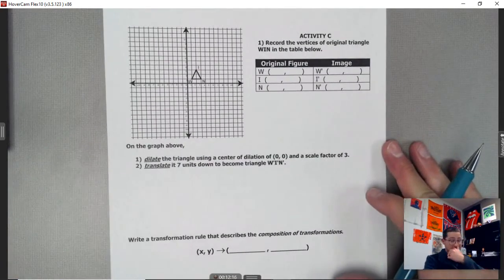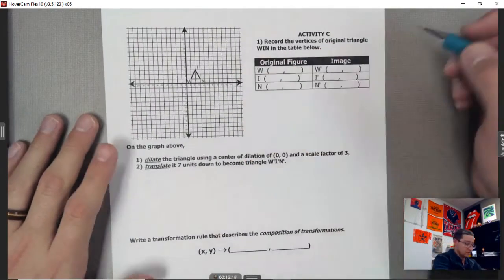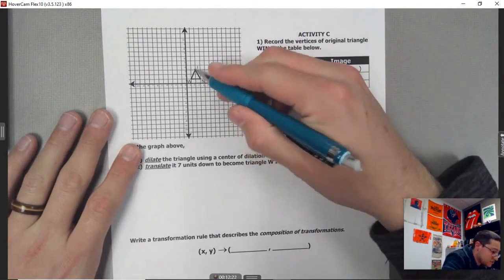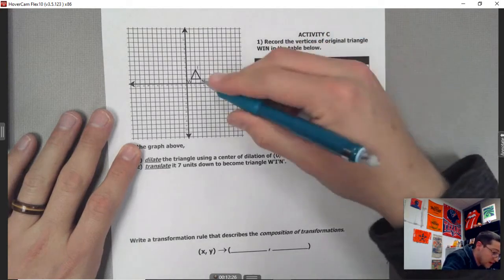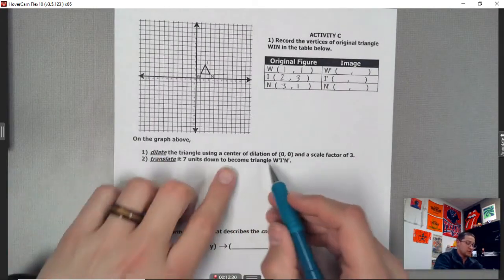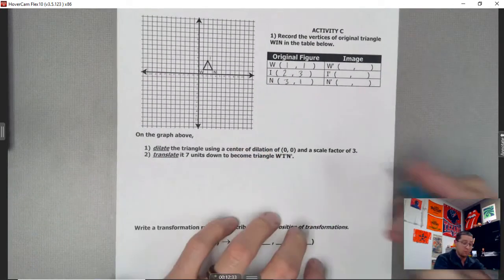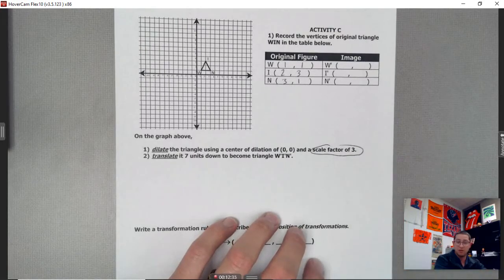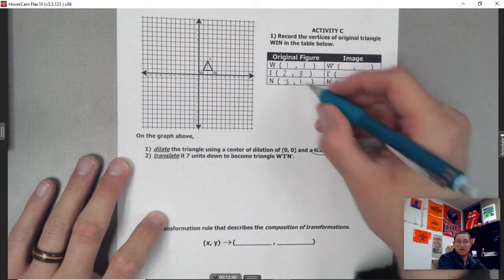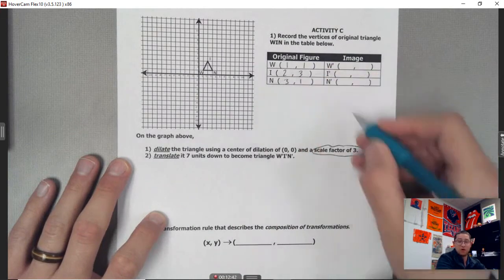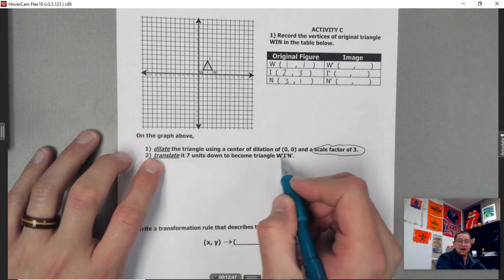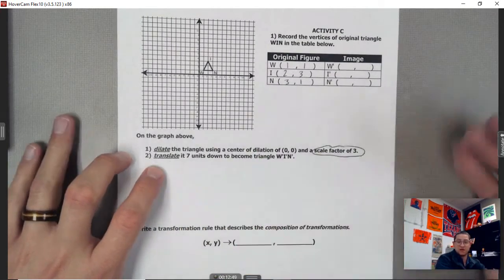This one's going to be a little bit of a dilation, okay? A little bit of a smaller triangle. We've got W is at 1, 1. We've got I is at 2, 3. And then we've got N is at 3, 1. Okay? We're going to dilate the triangle using a center dilation of 0, 0. That's when we're just going to multiply by my scale factor. Okay? So just as a reminder, we just multiply all these numbers, every single one, by 3. Okay? And then we're going to translate it 7 units down after. Okay, to become the final product here.